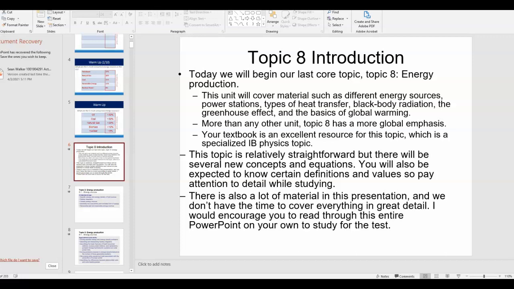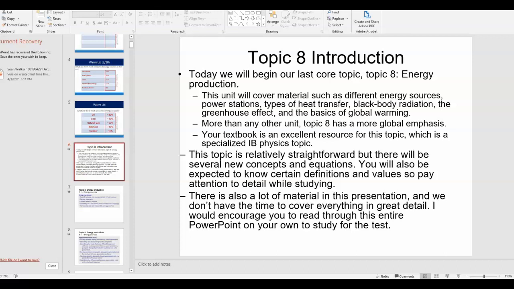More than any other unit, topic 8 really has a more global emphasis to it, and really focuses on topics that don't really belong anywhere else in mainstream physics. A lot of the concepts we'll be talking about in topic 8 are not normally taught in high school physics or even at the college level in physics, so this is a more specialized topic. In other words, your IB physics textbook is probably going to be the very best resource for this topic because a lot of these things no other physics textbook is going to talk about outside of IB.